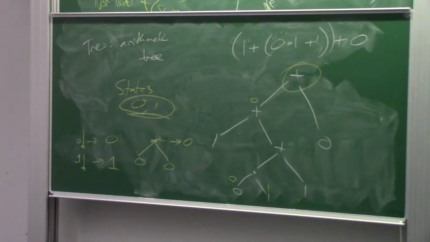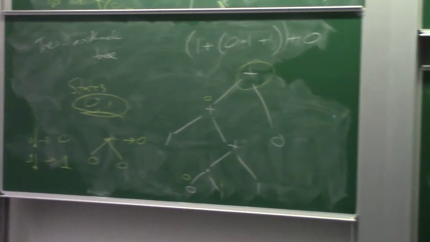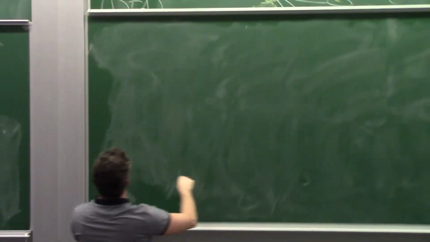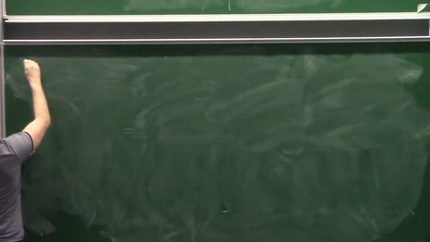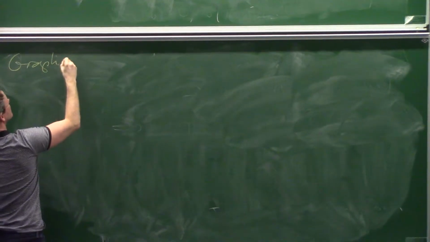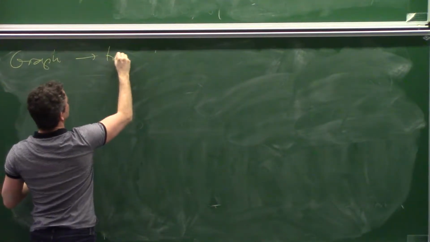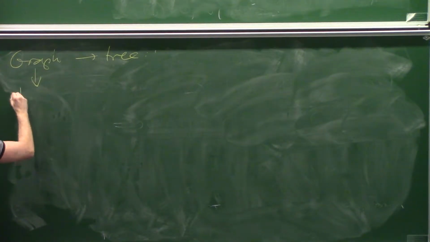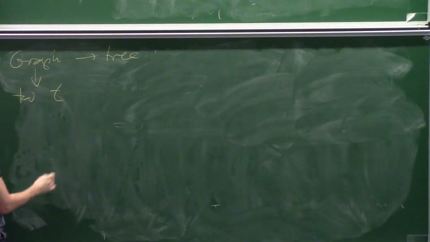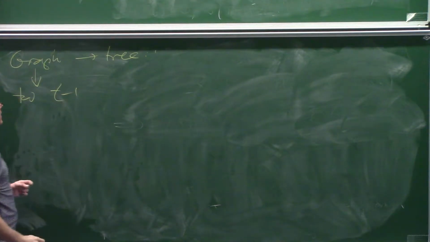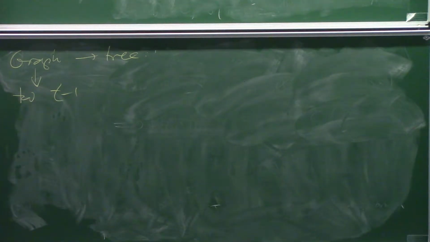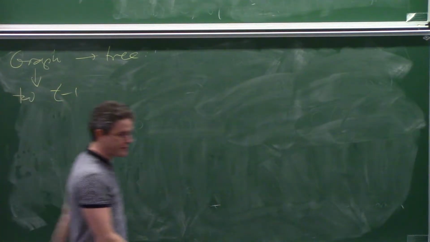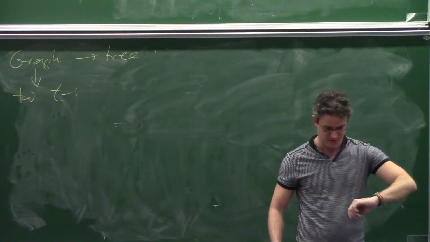However, knots and manifolds are not trees, right? So let me show you how to turn your favorite knot or manifold into a tree. Turning a graph into a tree. So here's the trick. Suppose your graph has tree width t minus 1. Then it is possible to build your graph using the following instructions.